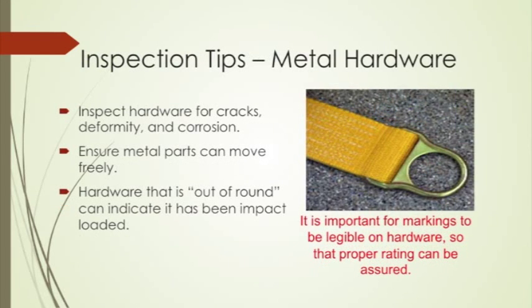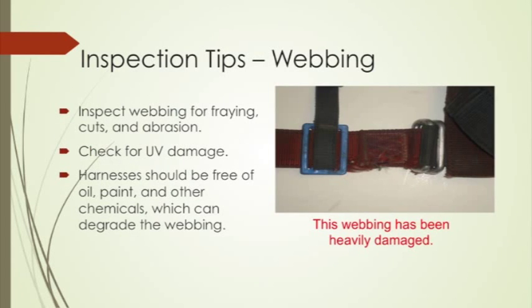You should always inspect hardware for cracks, deformity, corrosion, and ensure metal parts can move freely. Hardware that is out of round can indicate it has been impact loaded and should be replaced. Inspect webbing for fraying, cuts, and abrasion. UV damage is common and will weaken the webbing. Harnesses should be free of oil, paint, and other chemicals, which can degrade the webbing.